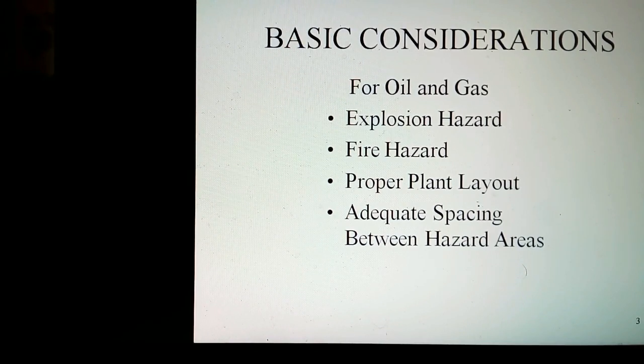Basic considerations: wherever explosion or fire hazard exists, proper plant layout and adequate spacing between hazards are essential to loss prevention and control. Layout relates to the relative position of equipment or units within a given site. Spacing pertains to minimum distances between units or equipments. For oil and gas, explosion hazard, fire hazard, proper plant layout, adequate spacing between hazard areas.